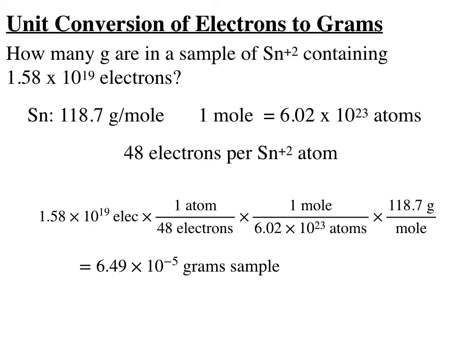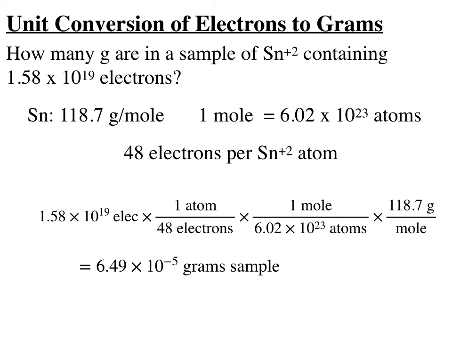Then in order to get to the grams of tin plus 2, I must first take my atoms of tin plus 2 into moles of tin plus 2. I do that by employing Avogadro's number. And once I get into moles of tin plus 2, I can convert that into grams of tin plus 2 by using the molar mass. Here I'm using the molar mass of tin of 118.7 grams per mole.